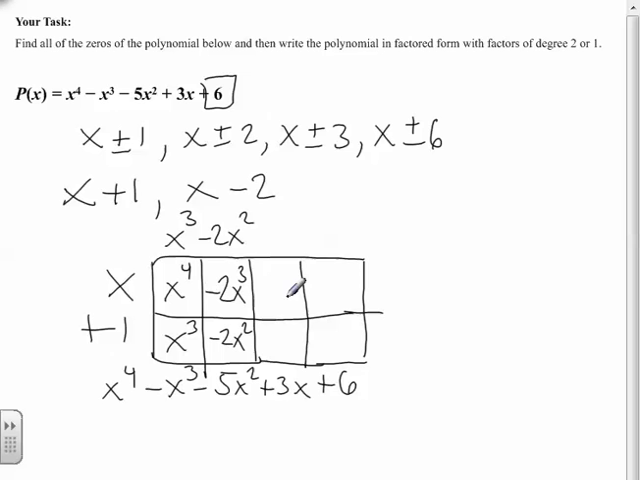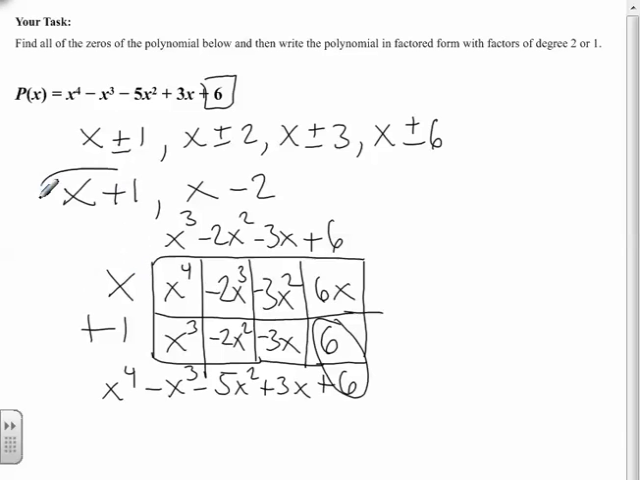-2x squared. We need another -3x. -3x times 1 is -3x. We need a +6x to make this sum work. So this must be 6. And 6 times 1 is 6. And these match. That means this went in evenly without a remainder. So we've verified that x plus 1 is one of the roots, one of the linear factors.